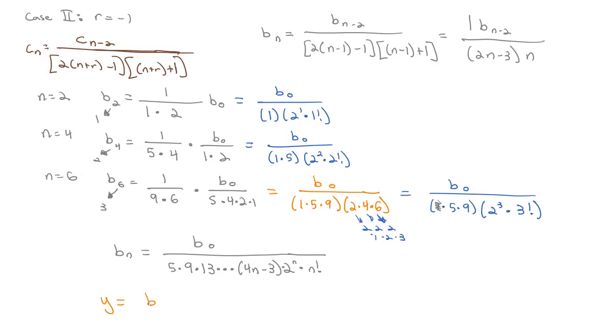Y, if I factor out that b sub 0, is b sub 0 times the sum, as n goes from 0 to infinity, of x to the 2n plus our r, minus 1, all over 5 times 9 times 13 times, times, times, times a 4n minus 3, times 2 to the n, times n factorial. And that's our y2, our second solution for y, times our second constant, b sub 0.